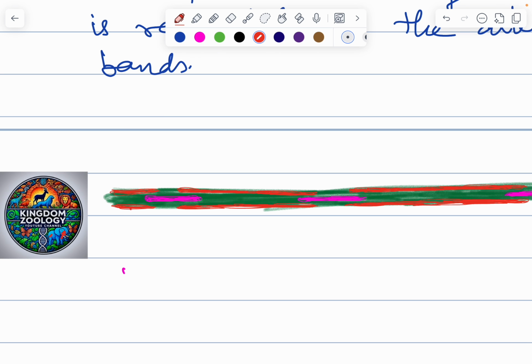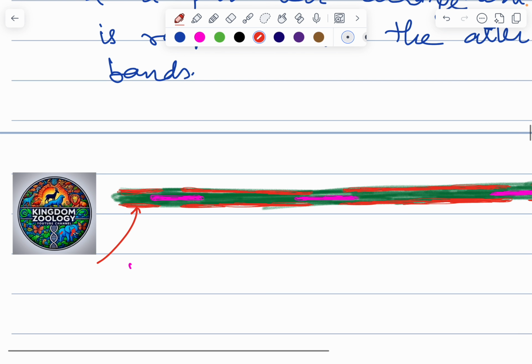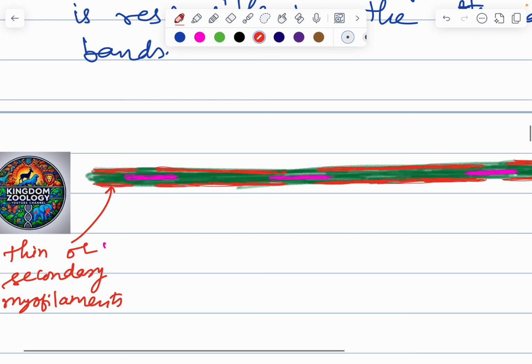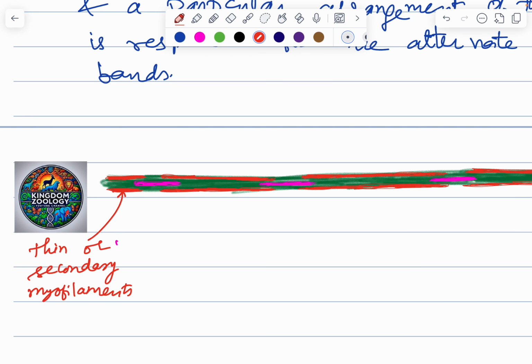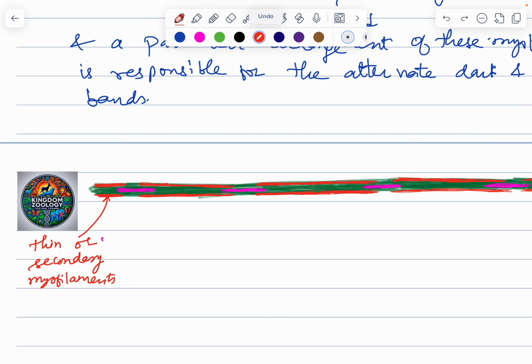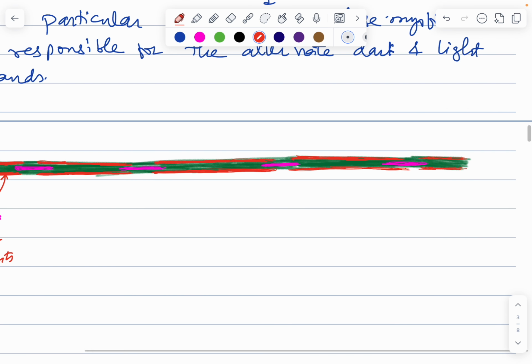The orange color structures that are drawn here are your thin or secondary myofilaments. All these structures are the thin or the secondary myofilaments. Everything that is in orange color is thin or secondary myofilament. All these.